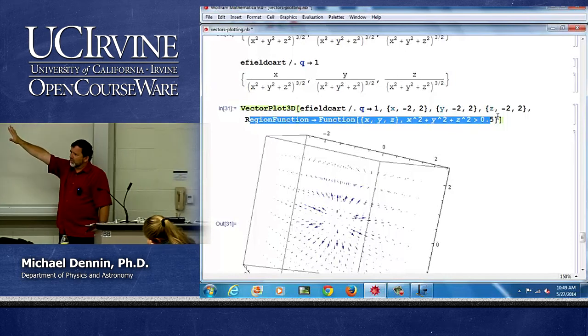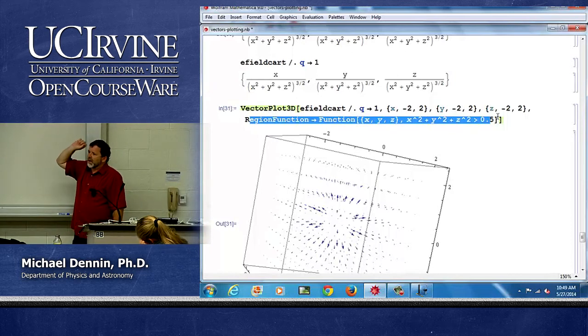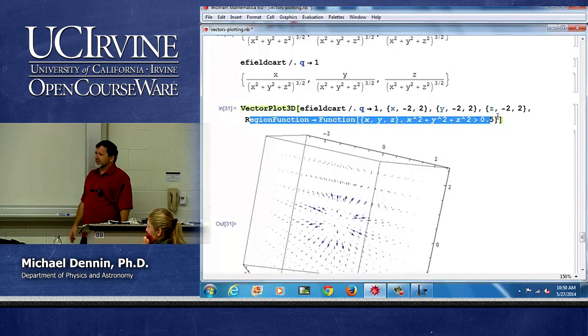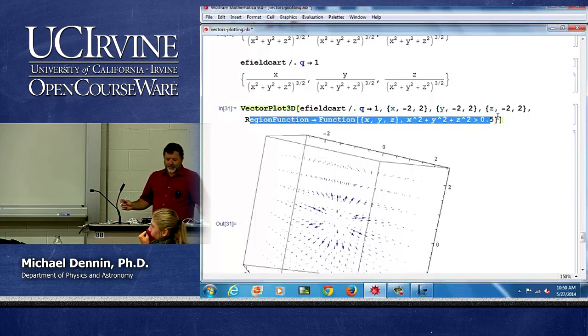So I encourage you to play with 3D plotting. I'll send an email, but on Thursday, bring your Mathematica, bring your laptops, because I'll try and have one where you can practice some of this 3D plotting. And we're done.